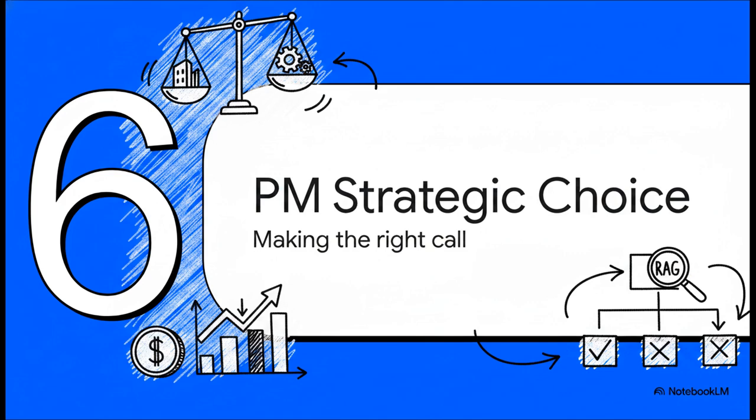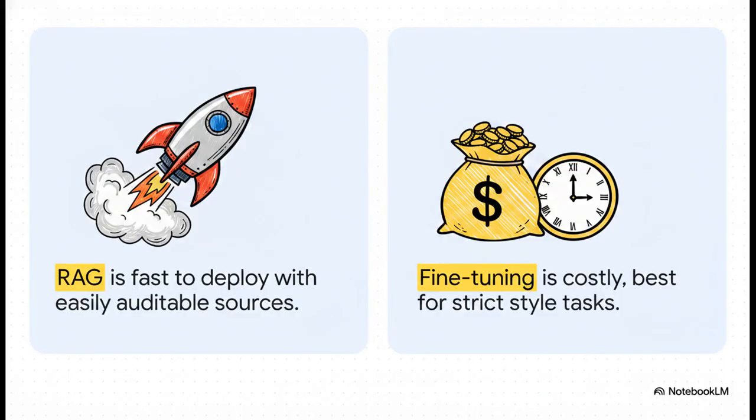Finally, Section 6, the PM strategic choice. Let's talk about making the right call for your product. As a product manager, your most crucial decision here is often choosing between RAG and fine-tuning. So RAG is fast to deploy, it doesn't require massive retraining, and it gives you easily auditable sources. Fine-tuning, meanwhile, is generally costly and super time-consuming. You really only want to use fine-tuning if you need the AI to learn a very strict, specific tone of voice or a unique coding format. But listen, if your product relies on domain-specific knowledge that changes all the time, like inventory levels, HR policies, or product docs, RAG is hands down the winner every single time.